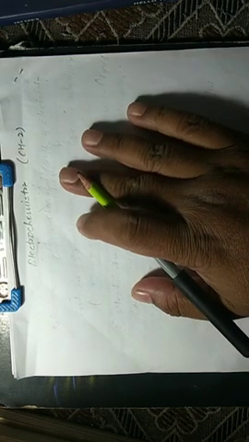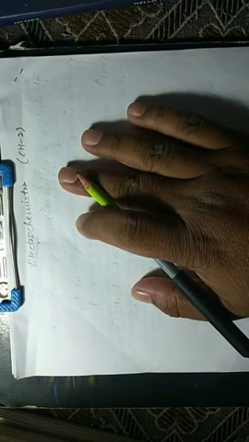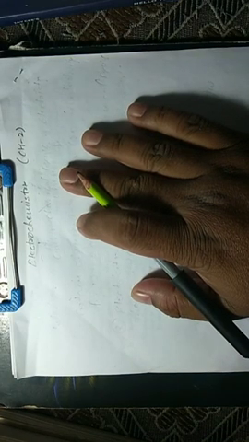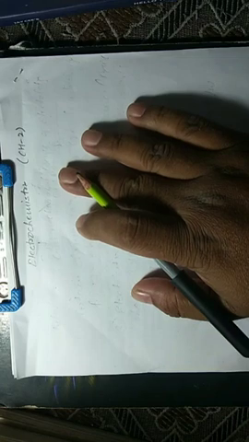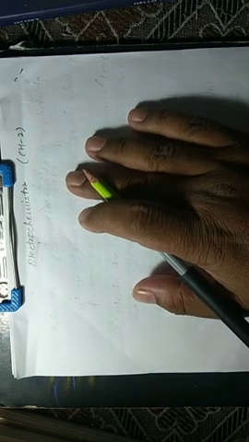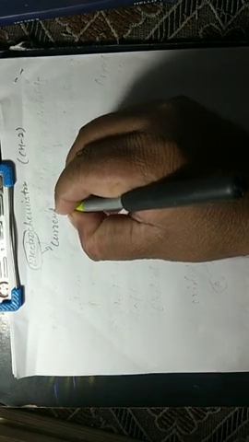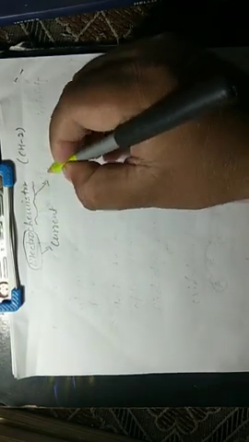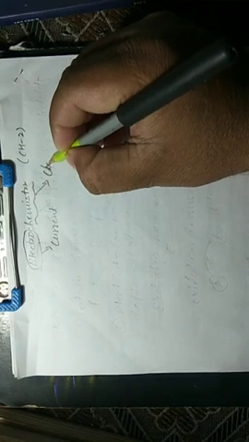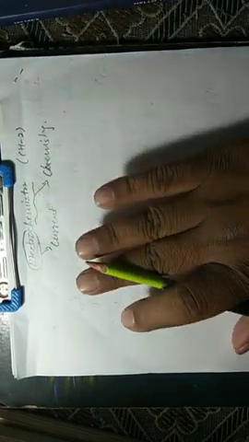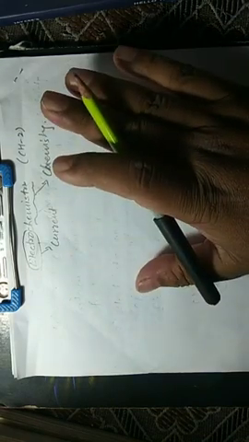Now, what do you mean by electrochemistry? Electrochemistry is specifically the relation between chemical reaction and electricity, where electro means current and that is chemistry. The relation between current and chemistry.